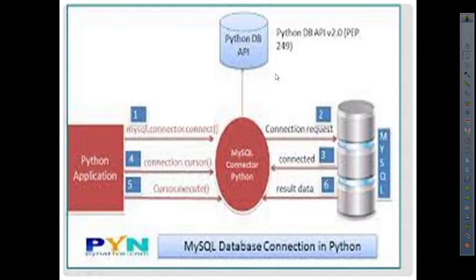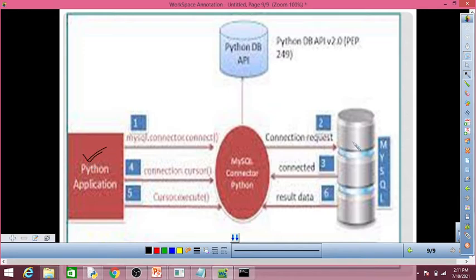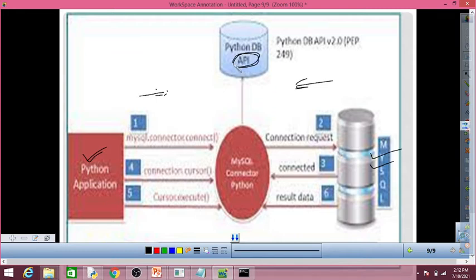In the next slide, you can see this is our Python application, and this is our MySQL. These are two different applications. This is a programming language and this is a database management system. To create a connection between these two applications, we need to install one API that provides an interface between them. API means application programming interface.